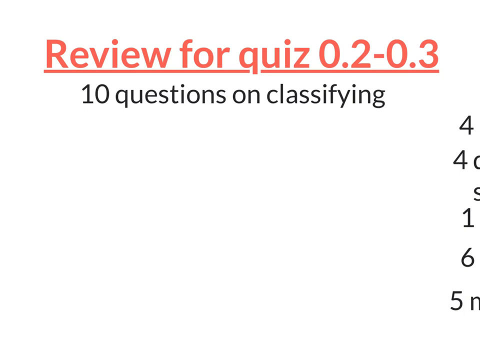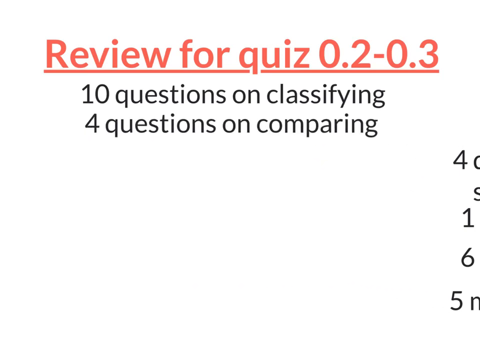But the first part of the quiz, questions 1 through 10, will be classifying. Like, what is the square root of 7? Oh, that's irrational. Or like, what is the number 3? Oh, that's a natural number. You guys remember that stuff, right? I hope. And so that's a huge chunk of the quiz right there. That's actually a third of the quiz, 33% of the quiz.